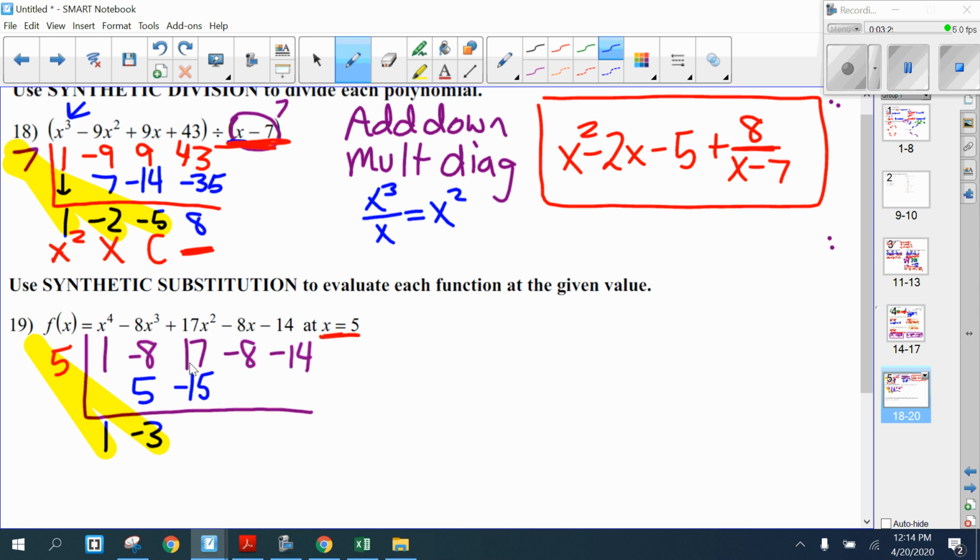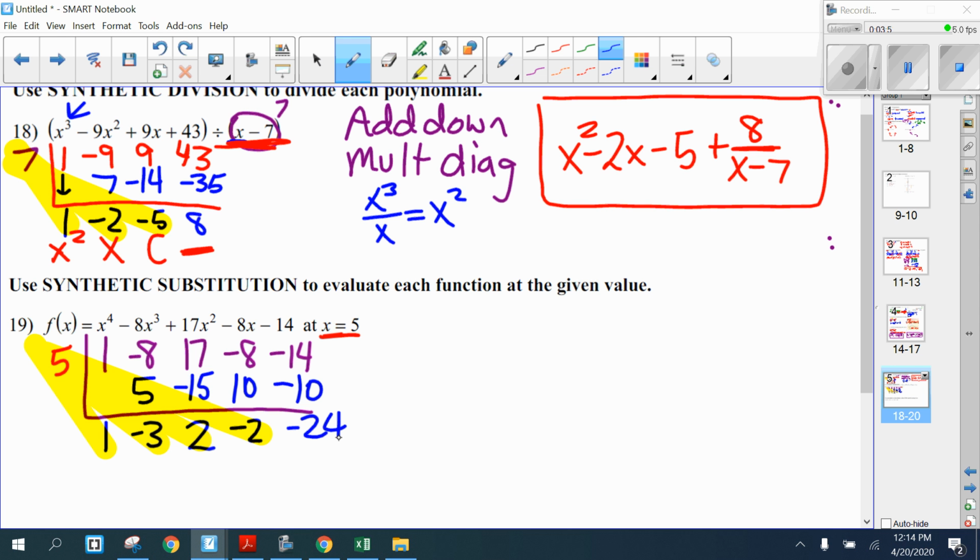Add down, 17 plus -15 is 2. And multiply diagonal is 10. Add down is -2. And multiply diagonal is -10. Add down is -24. And we're out of room, so we know we're finished.